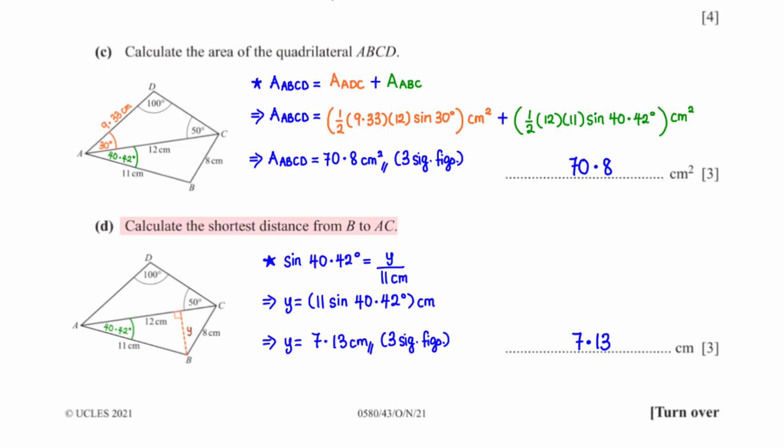Calculate the shortest distance from B to AC. The shortest distance from B to AC is the perpendicular distance from point B to AC. We've labeled this distance as y. We can find y using SOHCAHTOA. This gives us sine 40.42 degrees equals y divided by 11 centimeters. When we make y the subject, this is what we have. When we type this into the calculator, we get 7.13 centimeters rounded to 3 significant figures.